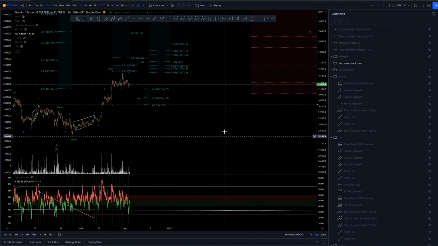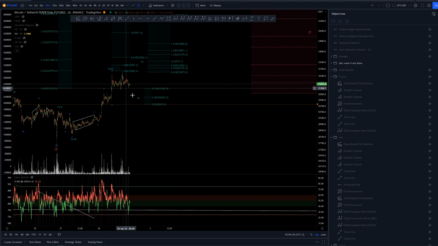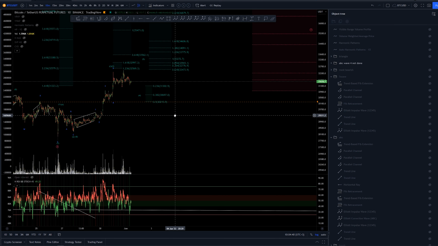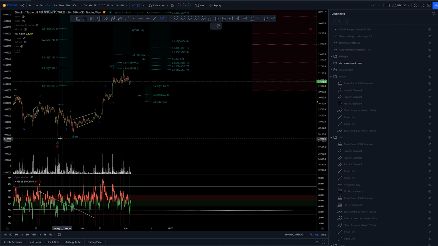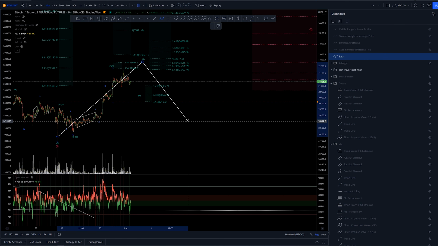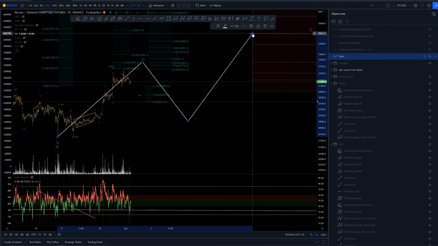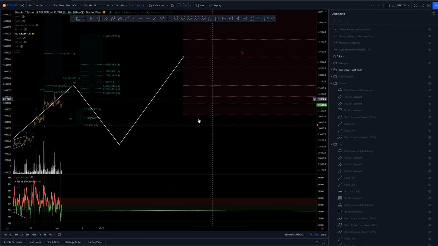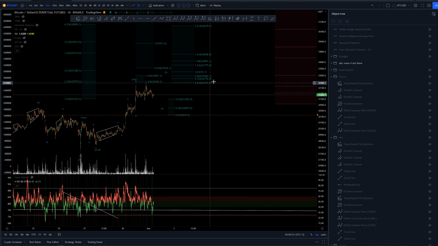Other possibility is that we have this 1, 2, 3, 4 and completing the 5th, and as we are expecting 3 waves here, this would be just the first leg, then we would be coming down and then another way up to end the wave Y here.